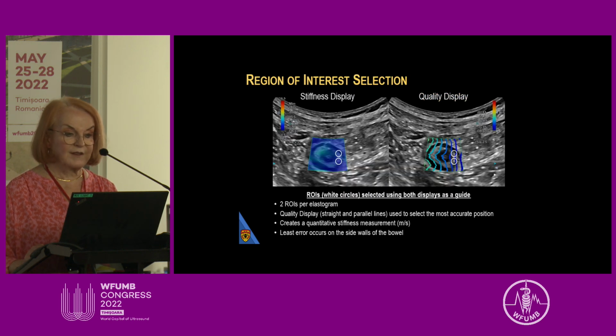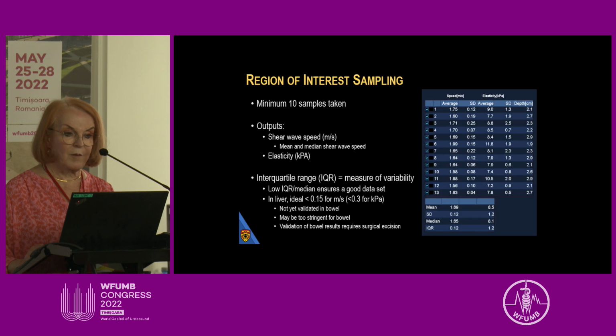Now, the region of interest selection, again, uses the stiffness display and the quality display. The ROIs are always represented on our data as white circles, and they're selected using both displays to select the optimal place. We generally place 2 regions of interest per elastogram, and on the quality display here, we've placed it where we have the most straight and parallel lines. This will create a quantitative stiffness measurement, which we measure in meters per second. And we feel that the least error occurs in our measurements when we use the side wall on an axial view as compared to the front or the back wall.